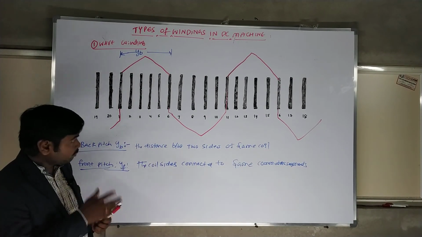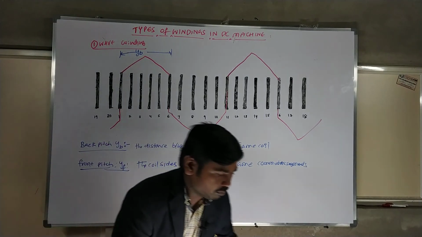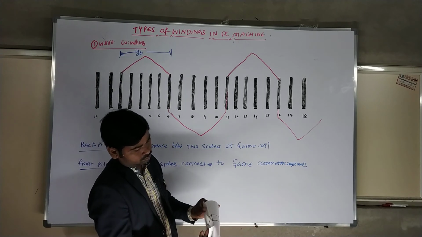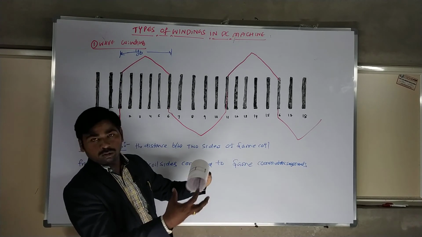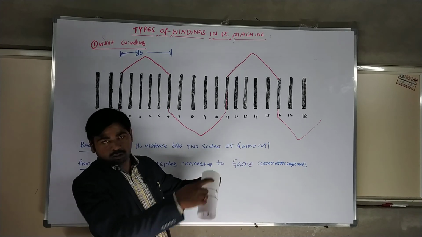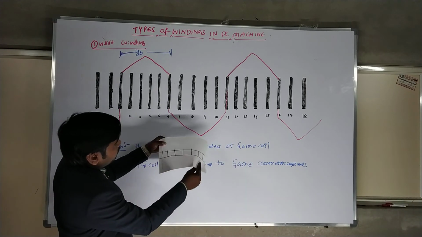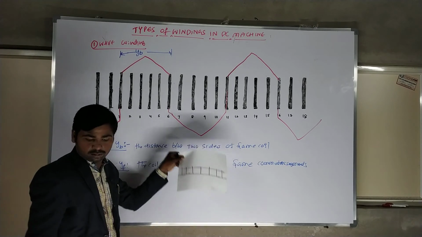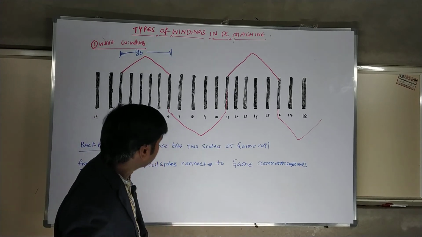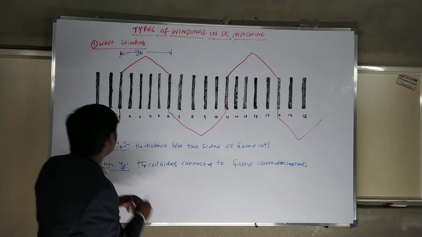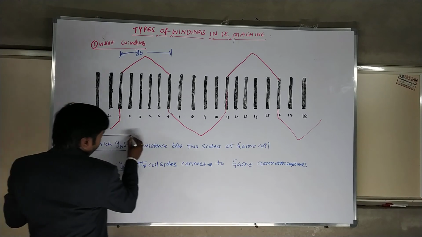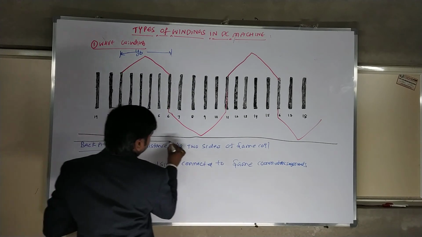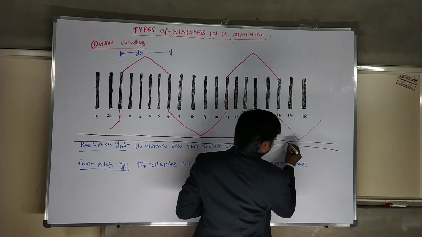So I should understand how the commutator looks. For that I should open one commutator. This is one commutator body, connected to the rotor body. All conductors should go into the commutator. This commutator I should open like this, on the rotor body. This is the commutator setup. So let me draw the commutator setup. This is the commutator, and these are the commutator segments.